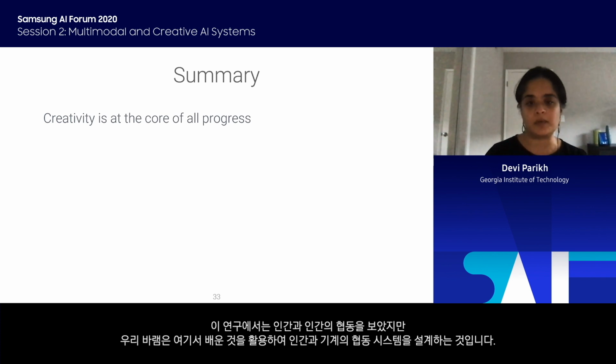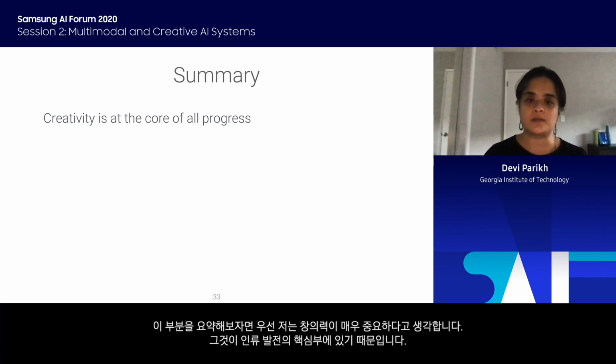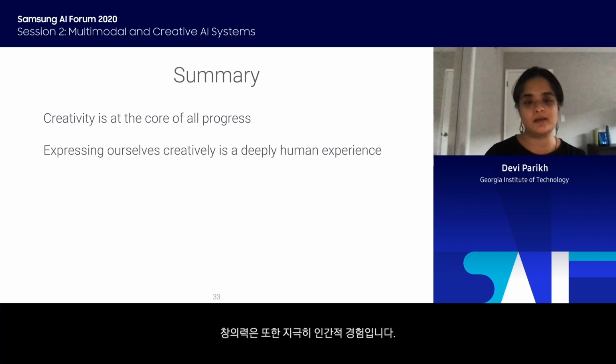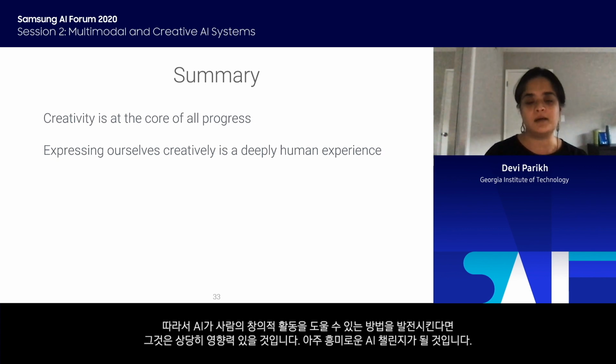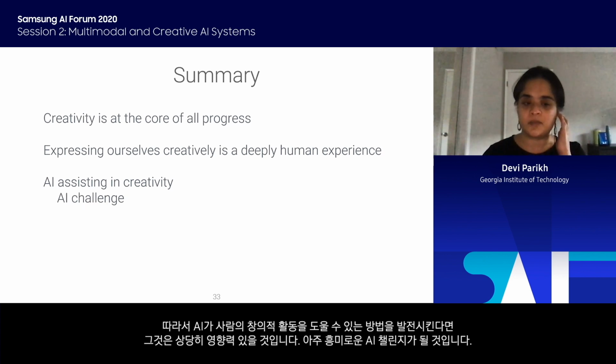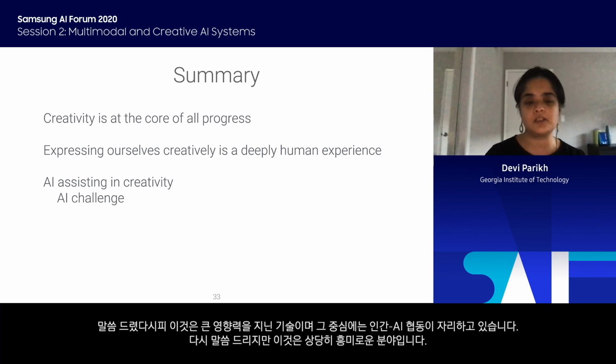And so to summarize this part of the talk, I think creativity is important. It's at the core of all progress that we make. Creativity is also considered to be a deeply human experience. And so if we can have ways in which AI can assist humans in this creative process, that can be quite powerful. It's an intriguing AI challenge. As I said, it's a powerful use of technology. And at its core, it has human-AI collaboration, which I think is quite exciting.